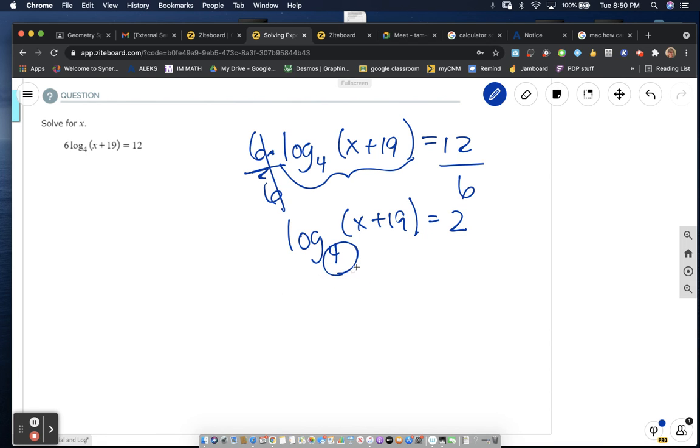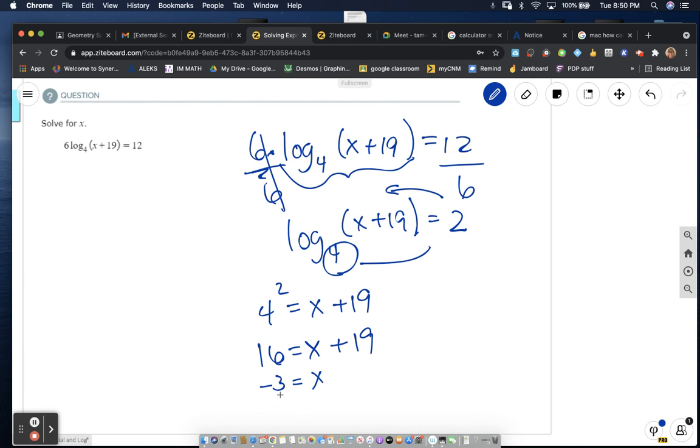4 to the 2 equals x plus 19. And then solve. X is equal to negative 3. Plug it back in and you're good to go.